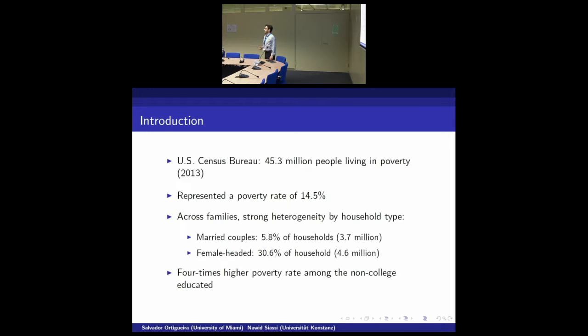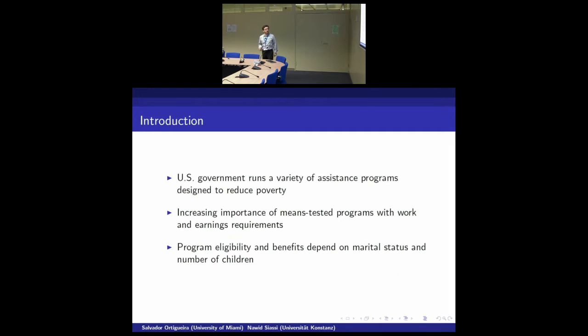So the message from this slide is that poverty is a problem. There is an issue with poverty. And obviously the US government has implemented a variety of assistance programs designed to reduce poverty in the US. So the idea is to look at these programs, the tax transfer system in the US, paying attention to a few of the programs, because there are many. Most of them are in-kind programs. We are going to look at income programs, and see the effect on the individuals.